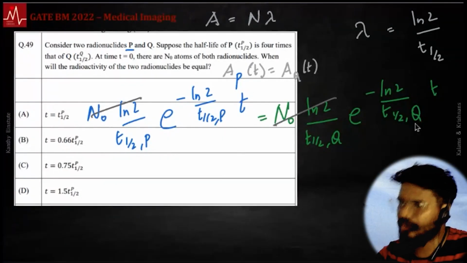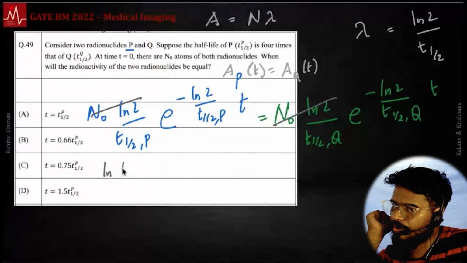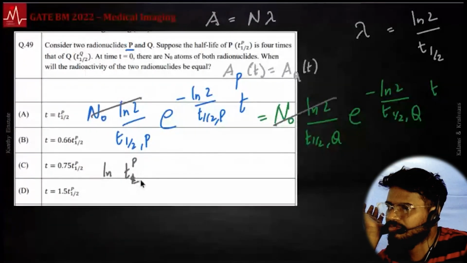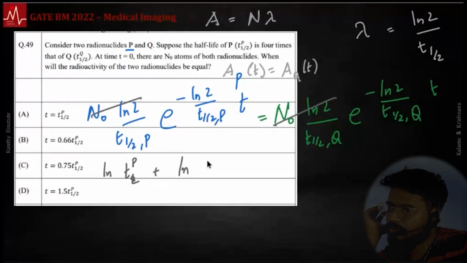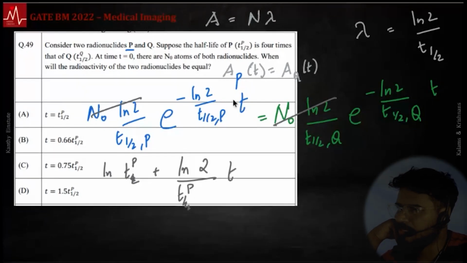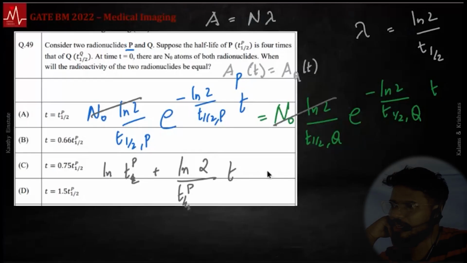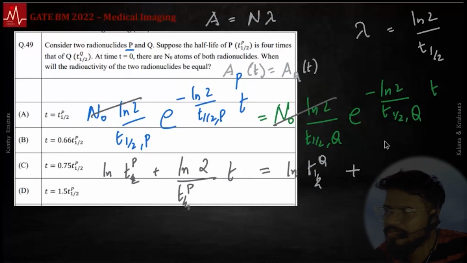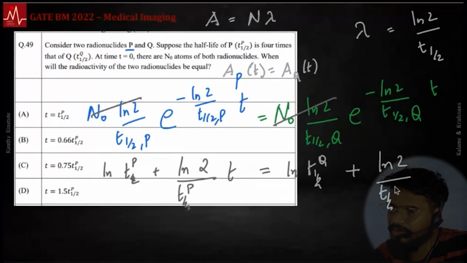T is in the power, so we have to take ln on both sides. On the left we get ln of T half of Q minus ln 2 by T half of P into T. This has a negative sign, and this has a negative sign, so both can become positive. How about this side? Same thing: ln of T half of P, with a minus, so I remove the minus all over, ln 2 by T half of Q into T.